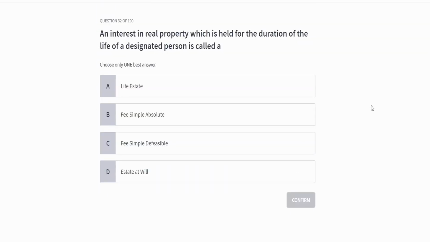All right, next one, 32. An interest in real property which is held for the duration of a life or of the life of a designated person is called what? So it's A, life estate, B, fee simple absolute, C, fee simple defeasible, or D, estate at will. So like always, here's some time for you guys to figure it out, starting now.